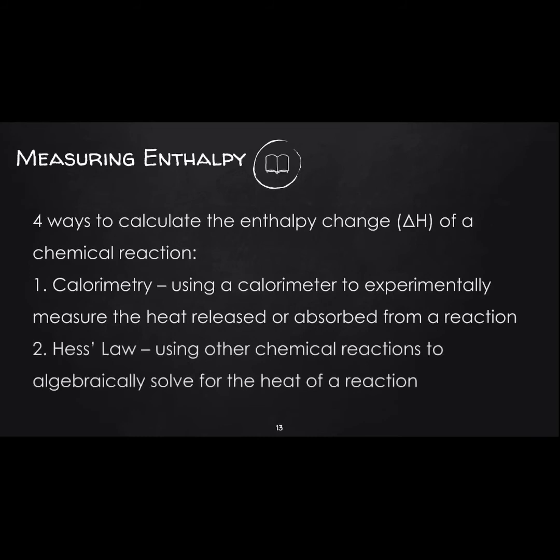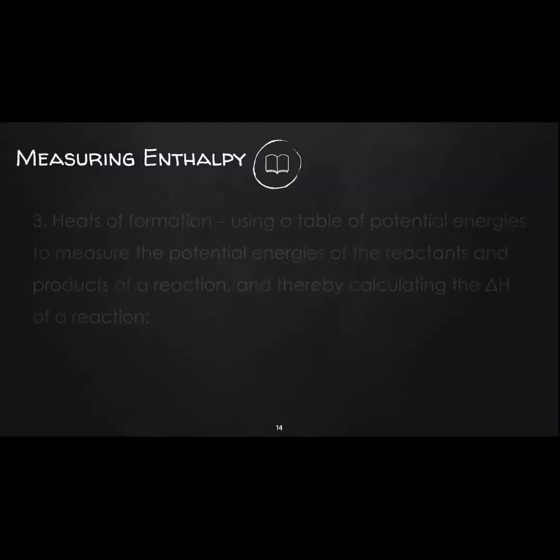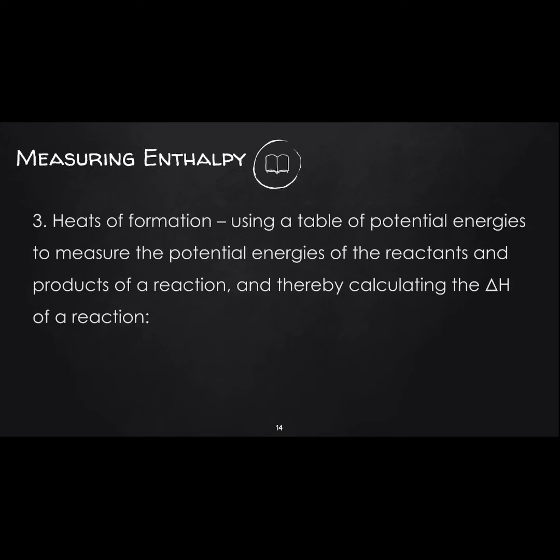Number 2 is Hess's law, using other chemical reactions to solve for the heat of the reaction, which we will practice next class. Number 3 is heat of formation, using a table of potential energies, measuring the potential energies of the reactants and the products to calculate enthalpy change. So we could use this equation. The change in enthalpy is equal to the sum of the enthalpy of the products minus the sum of the enthalpy of the reactants. So that weird symbol that looks like an M sideways, that means the sum of.